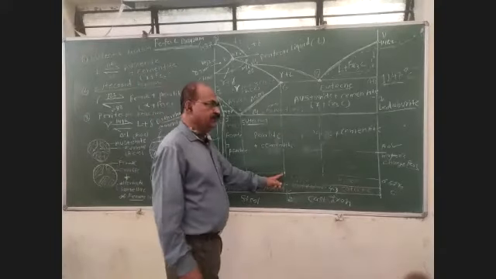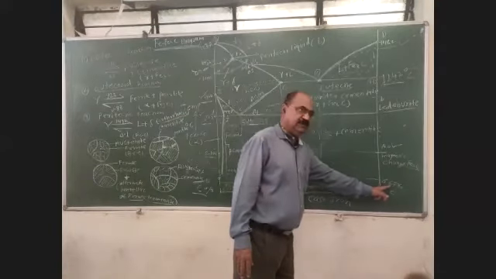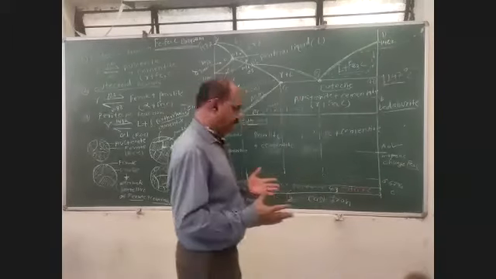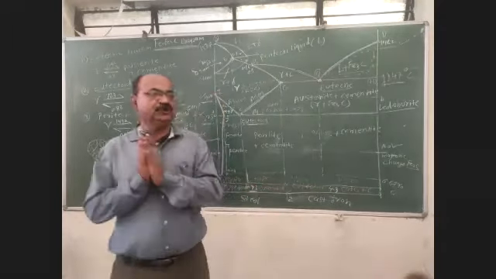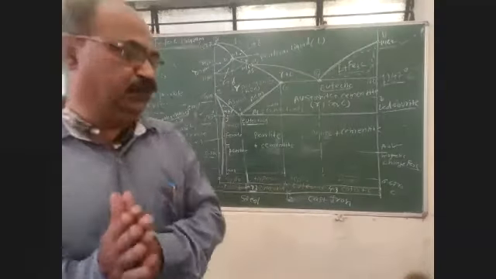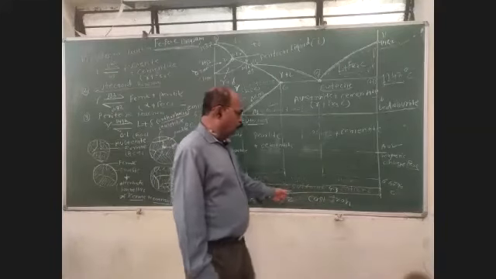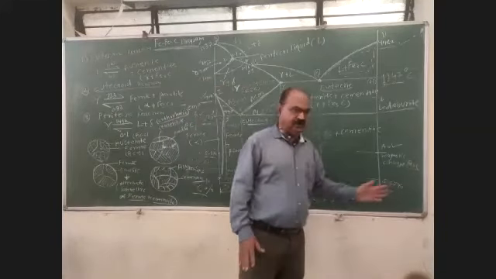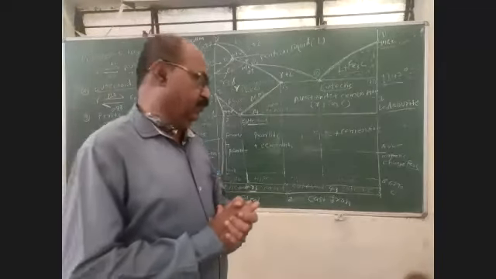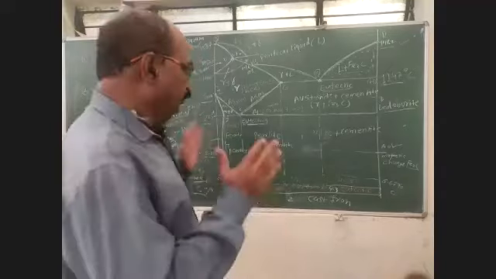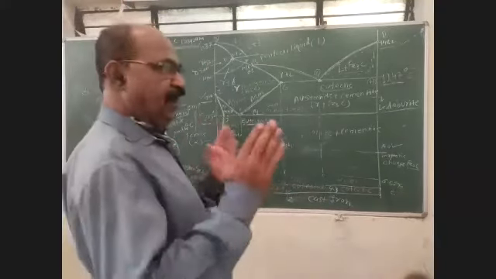0 to 2, one part, 2 to 6.67, next part. So 0 to 2% carbon, this is called steel. And 2 to 6.67, this is called cast iron. So we have to divide this iron carbon diagram into two parts, steel and cast iron.